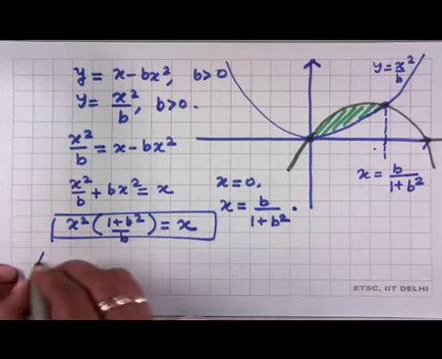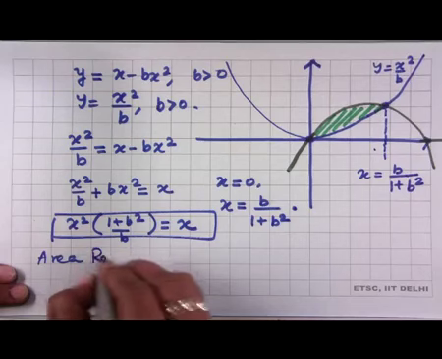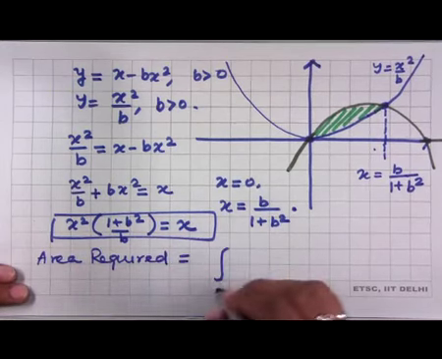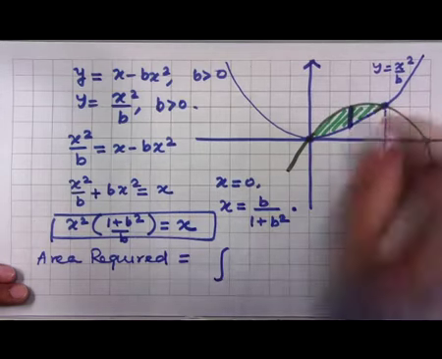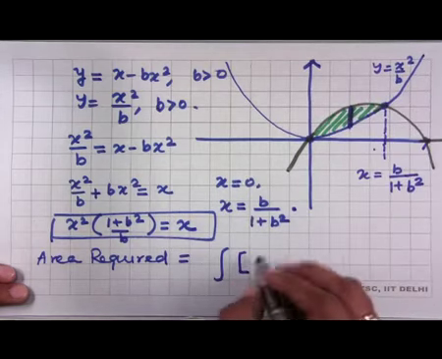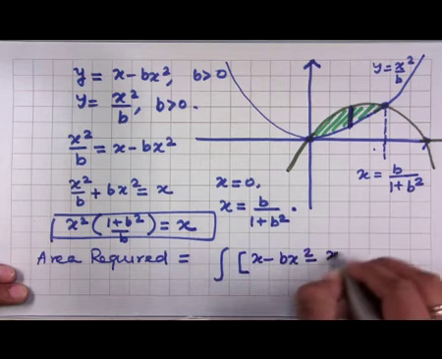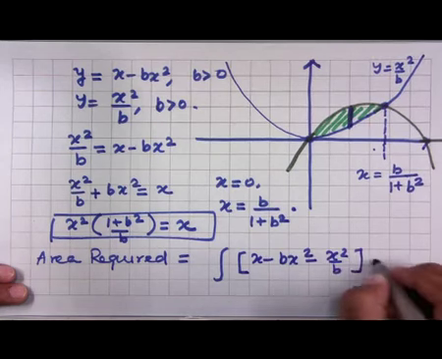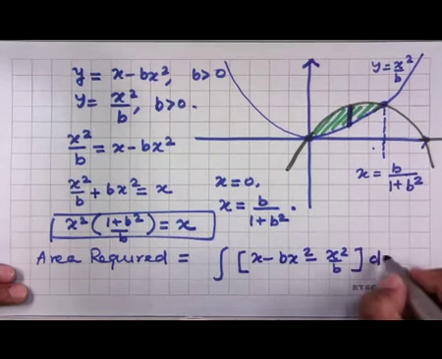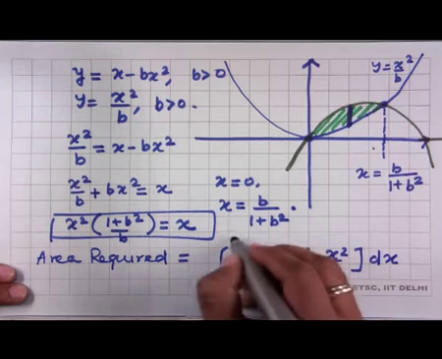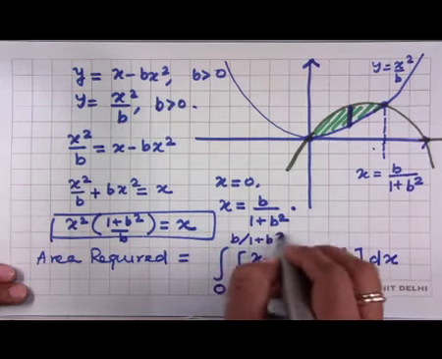So, the area required is the elementary area. Elementary area is x minus bx square minus x square by b, into dx. x goes from 0 to b by 1 plus b square.